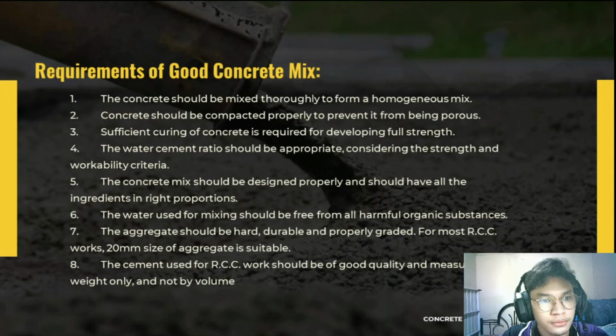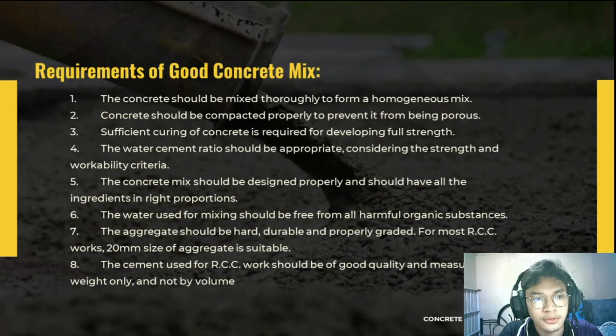Number 2. Concrete should be compacted properly to prevent it from being porous. So when we say porous, it means that the concrete has holes inside it, and those holes were occupied by gases, and those gases will lessen the strength of the concrete, and that is what we want to avoid.